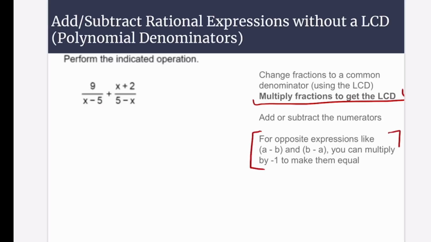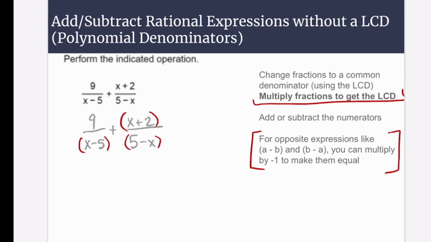For opposite expressions, like a minus b and b minus a, you can actually multiply by -1 in order to make them equal. So at first glance, 9 over x minus 5 plus x plus 2 over 5 minus x, these denominators look like they're the same. The commutative property says that expressions are the same in either order if you are adding or multiplying. And this is subtraction, so it doesn't work. So what we can do is take one of these fractions and multiply it by -1.